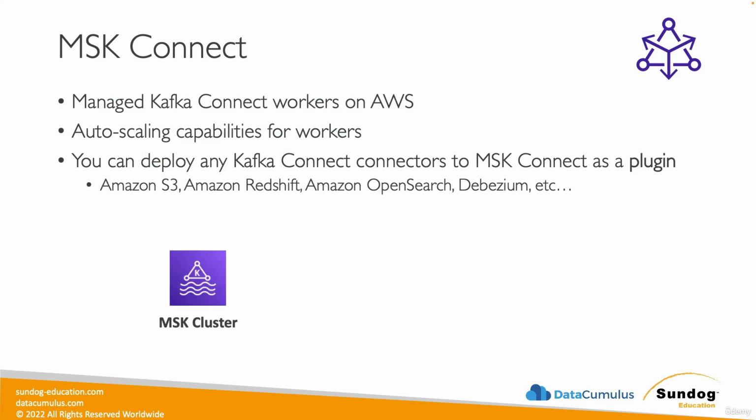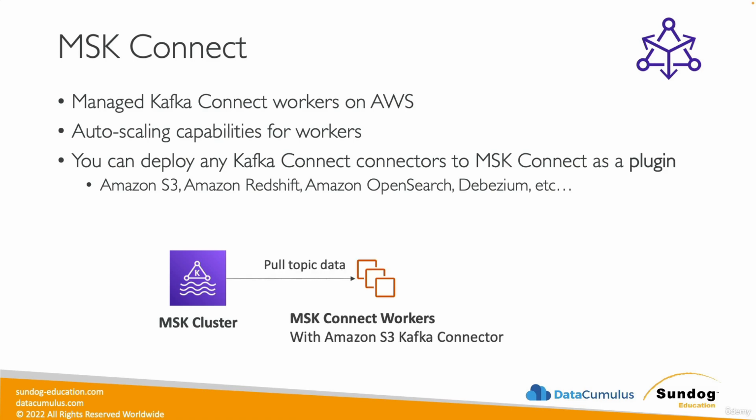And so here's an example. You have the MSK cluster up and running. Then you're going to create your MSK Connect workers thanks to the MSK Connect service, and you will deploy the plugin being the Amazon S3 Kafka connector. And then the Connect workers are going to pull the topic data from your MSK cluster, and then the data will be written to Amazon S3 as a result. And we haven't managed any infrastructure. It's all done by MSK Connect, and it's just configuration on our end.